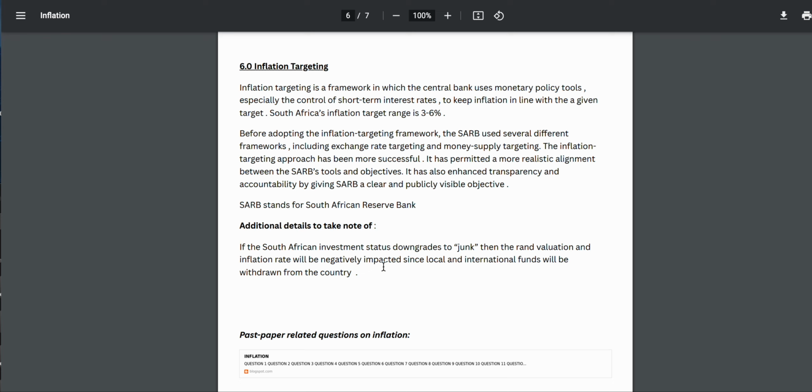Okay, so that's all there is in relation to this topic. The additional details to take note of, I think for this time they might be a bit invalid. They would be valid when someone looks at investments as well as exchange currency rates.